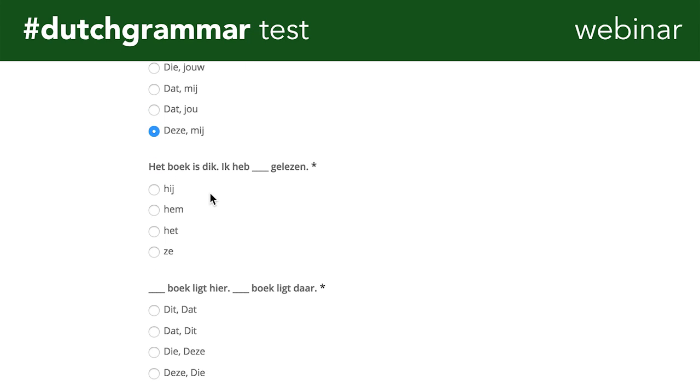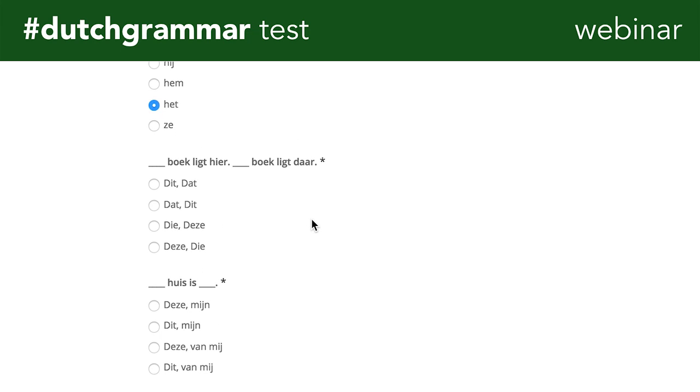Next one. That is discussed in lesson 16. With het words, when we refer to them in a sentence without naming the noun, we use the word het. Het boek is dik, ik heb het gelezen.